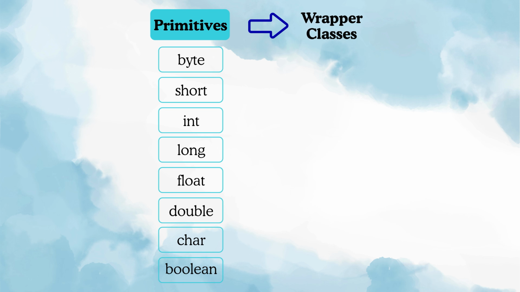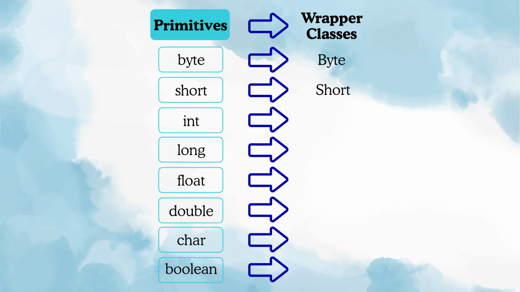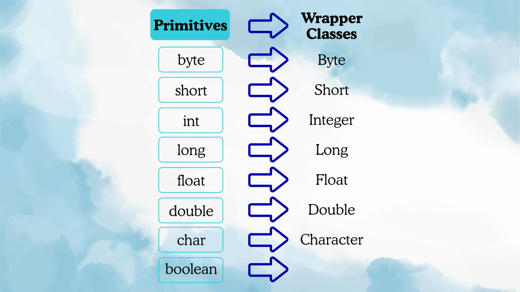So for every primitive data type, there exists a corresponding wrapper class. For byte, there is a class Byte with capital B. Similarly, for short, there is another class Short. For int, there is Integer. For long, there is Long. For float, there is a class Float with capital F. Similarly, for double also, there is a class Double. For char, there is Character. And for boolean, there is Boolean.